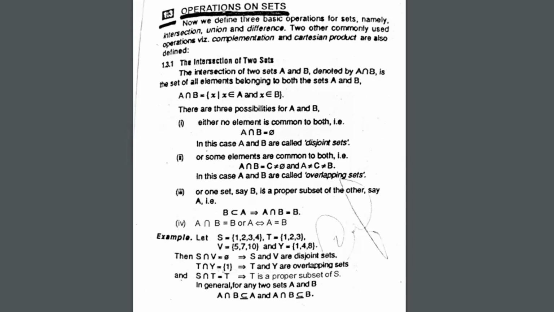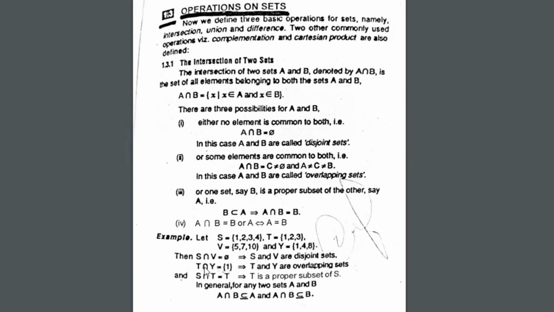Okay, you can see I have talked about an example, and it is the same. We have 4 sets given as S, T, V and Y. Here S intersection V will be equal to the null set, because in S and V there is nothing common, and we will call them disjoint sets.